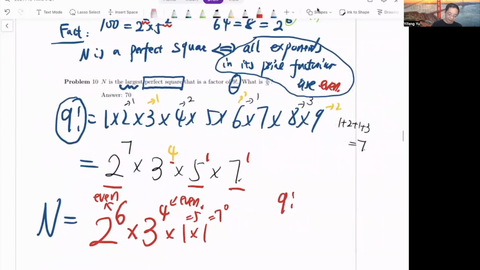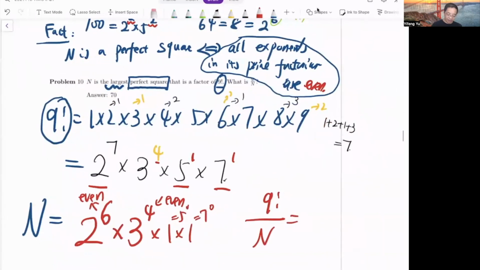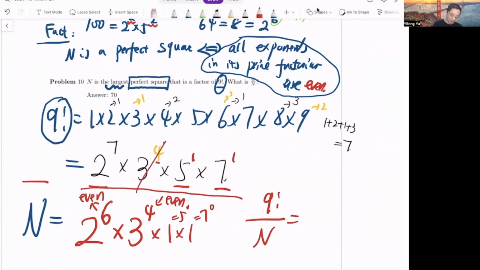And then you see 9 factorial divided by n. What you get is you just do the division, and this cancels with this, and here I cancel and get 1 times 2. So what you end up with is 2 times 5 times 7, which is 70, right? 70.